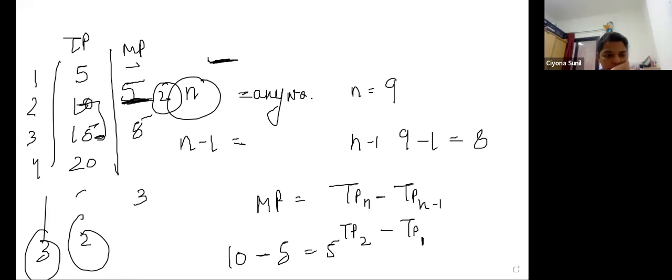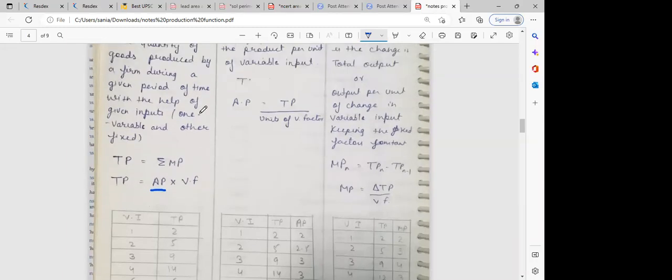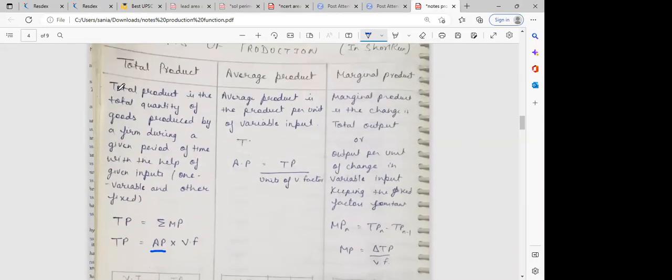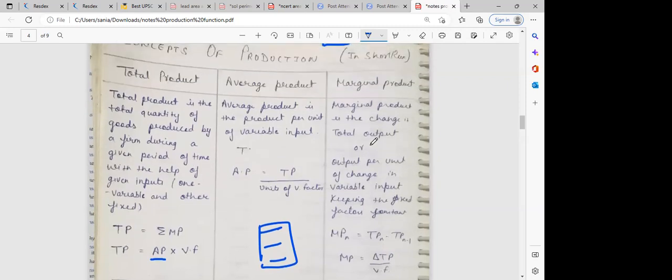Thank you, ma'am. Okay. So now what will you be doing, students? This total product. Don't write it like this because in your notebook you don't have the space. If this is your notebook, first write TP, then write AP, then write MP. You don't have to draw like this. You just have to write the definitions.